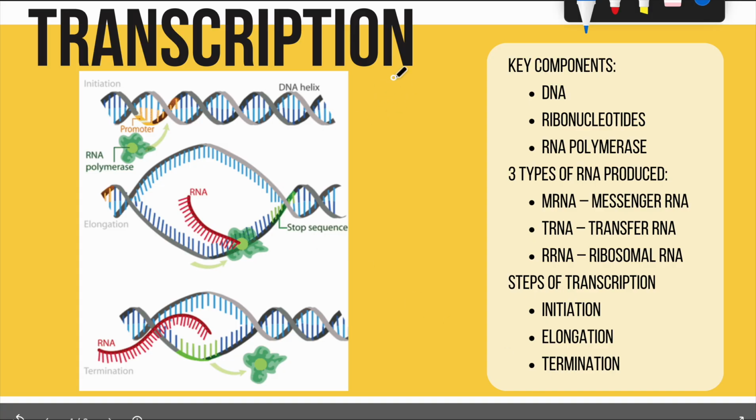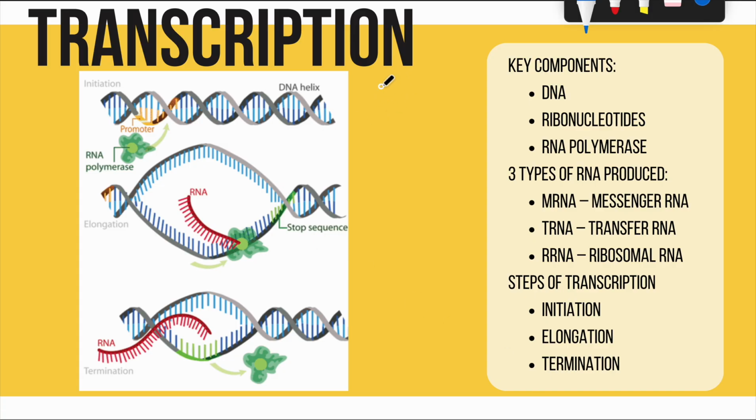So in transcription, it takes place inside the nucleus, and DNA is used as a template to make messenger RNA, also known as mRNA. Some of the key components would be DNA, like we just talked about, and then ribonucleotides, as well as RNA polymerase. Some steps of the transcription would be initiation, and then elongation and termination.